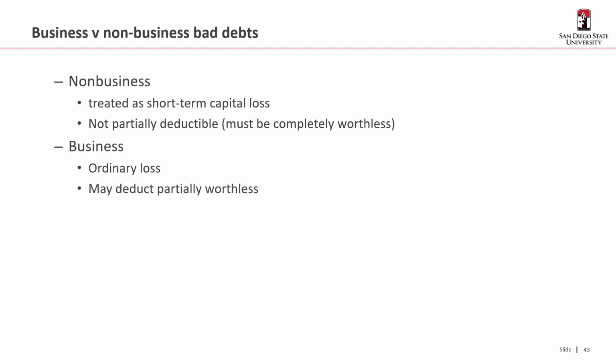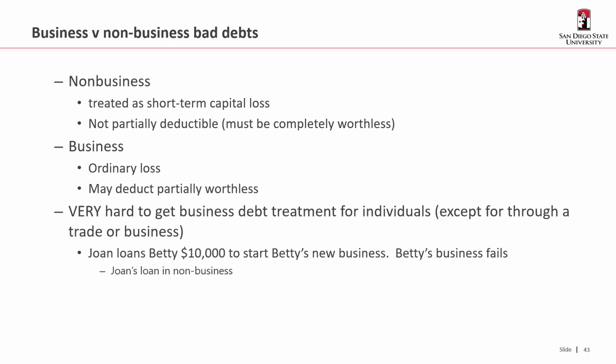Business debts, on the other hand, you treat as an ordinary loss, and you may deduct those when they are partially worthless. So if you think you're only going to collect 40 cents on the dollar, you can write off the accounts receivable down to the 40 cents on the dollar and deduct the other portion as bad debt. It is very hard to get business debt treatment for individuals.